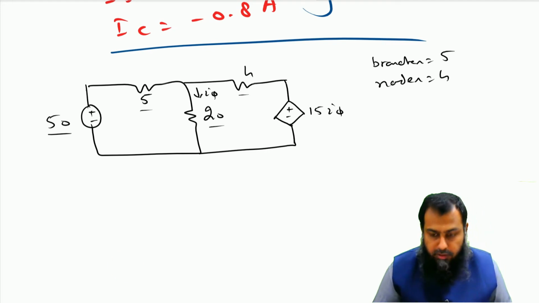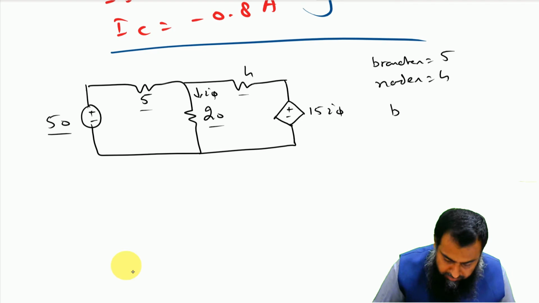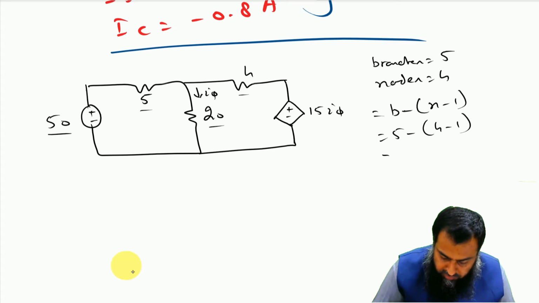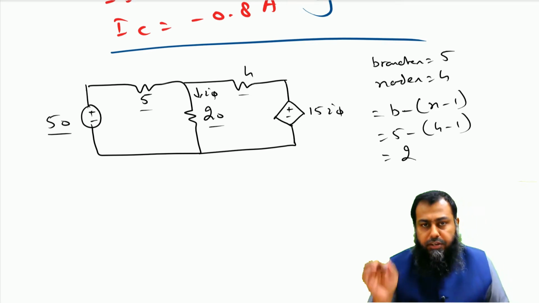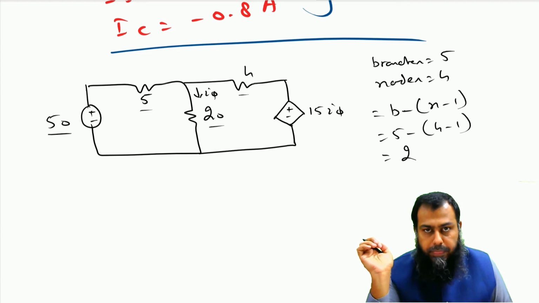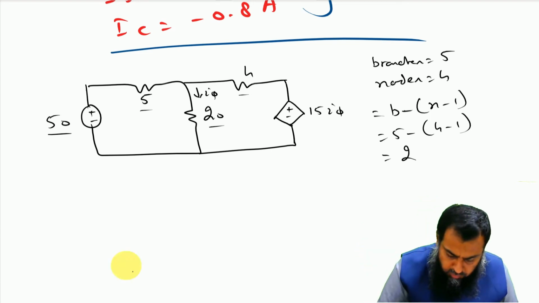So going with that particular expression, we have b minus n minus 1 equations required. So that is equal to 5 minus 4 minus 1, so that is equal to 2. So there are two mesh equations that are required to solve this given circuit. So now these two equations are obvious.